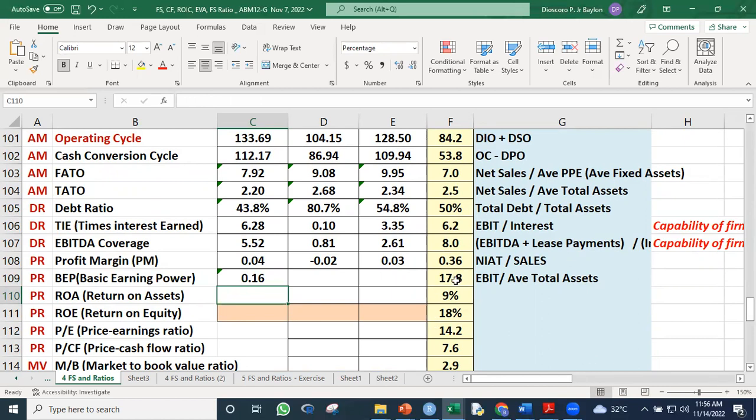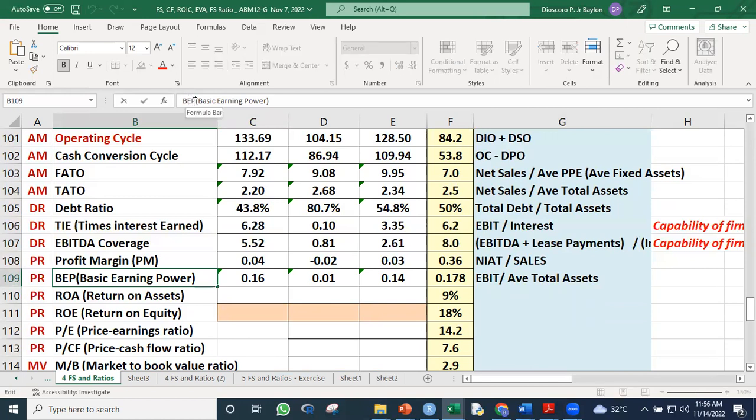Okay, parang naka-percent pa, no? Okay, so copy to the right. And again, sorry guys for the typographical mistake here. This is 0.178. Okay, so what does this mean?